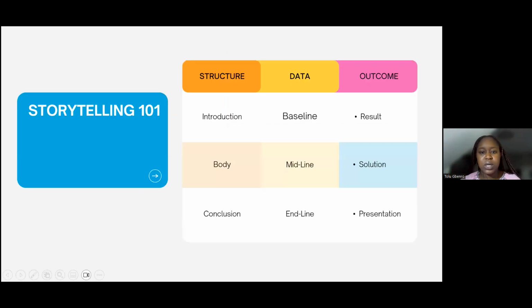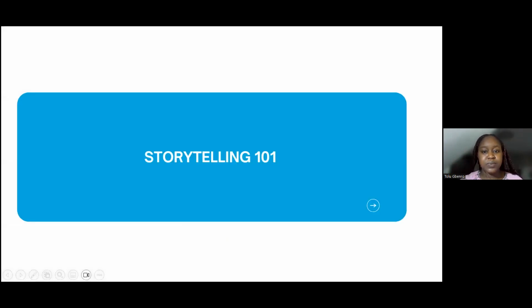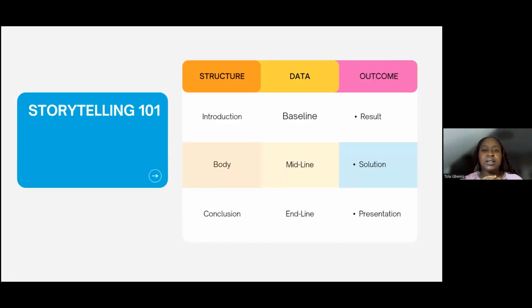So yes, we're going into storytelling, and I have divided this into 3 parts. The first is structure, next is data, and next is outcome.